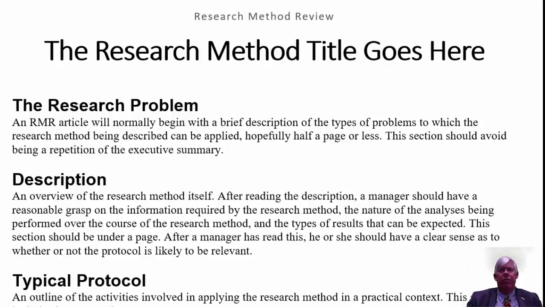The research method review could have quite a bit of variation in terms of how the article is structured. Certainly, after the title, you want to begin with a description of the research problem that this method might be applied to. And you try to do this without, of course, repeating the executive summary, which is going to be right over it. Then you can go into a practitioner-focused description of the method itself.